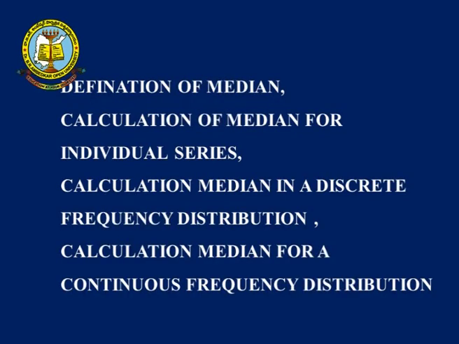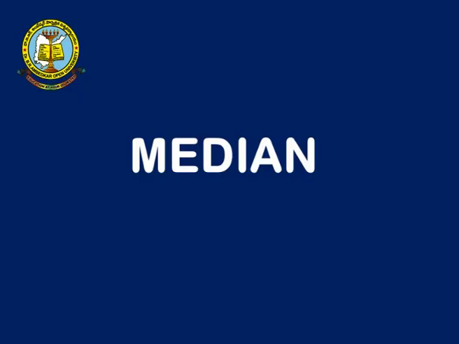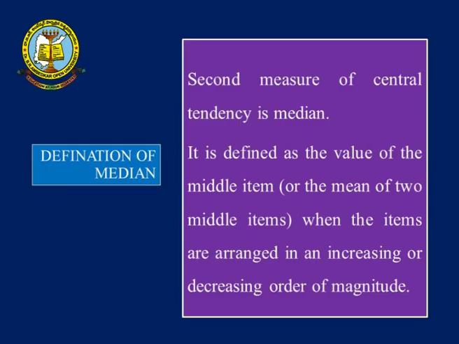First, the definition of median, calculation of the median for individual series, calculation of median in discrete frequency distributions. Next, calculation of median for continuous frequency distributions. First of all, the definition. Median is the exact value that divides the whole data into two equal parts. Second definition: among the measures of central tendency is the median. It is defined as the value of the middle item, or the mean of the two middle items, when the items are arranged in ascending or descending order of magnitude.